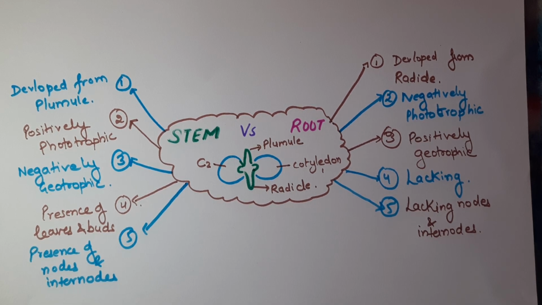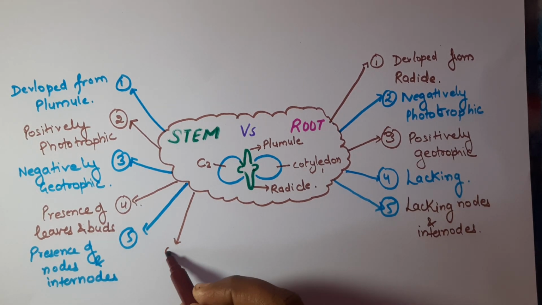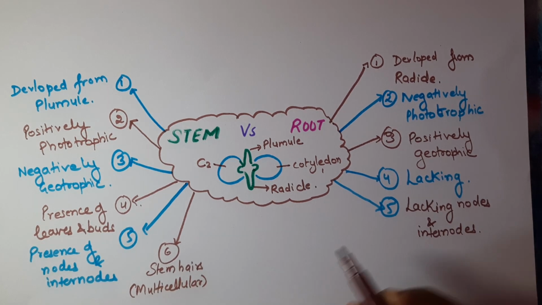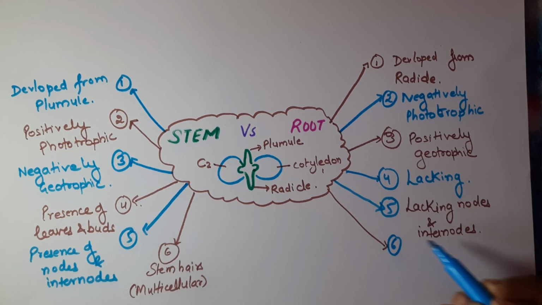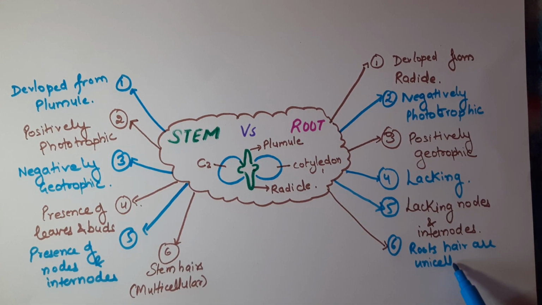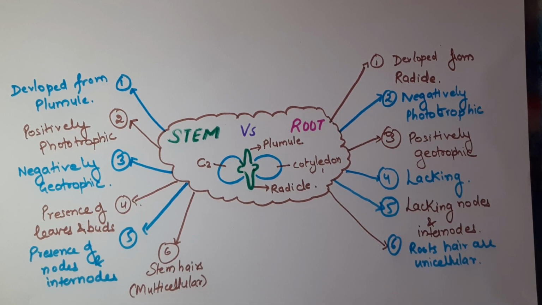The next difference is about the hairs. The stem hairs are multicellular, whereas the root hairs are unicellular in nature. And I will write it for you here.